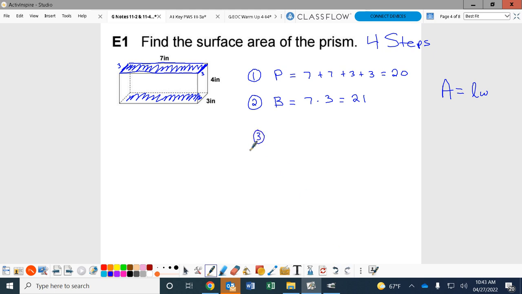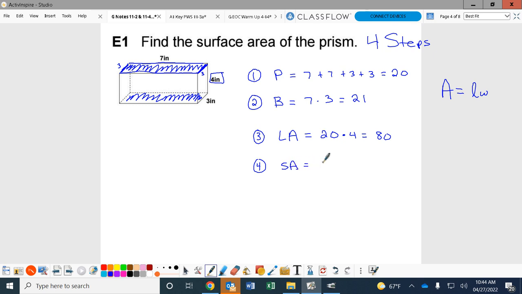Step number 3 is to find the lateral area. The formula for the lateral area is the perimeter times the height. We already found the perimeter. What is the perimeter? 20. This is the key. Times the height. What is the distance between the top and the bottom? 4 is the number between the top and the bottom. So our lateral area would be 80, and you're going to have to give that as an answer on the test. You're going to be asked for the lateral area, so you've got to be able to give that answer separate. And then the last thing, number 4, is going to be to find the surface area.